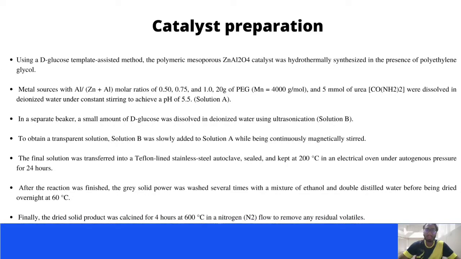The final solution was transferred into a Teflon-lined stainless steel autoclave, sealed and kept at 200 degrees Celsius in an electrical oven under autogenous pressure for 24 hours. After the reaction was finished, the grey solid powder was washed several times with a mixture of ethanol and double distilled water before being dried overnight at 60 degrees Celsius. Finally, the dried solid product was calcined for 4 hours at 600 degrees Celsius in a nitrogen flow to remove any residual water. So basically, this is the preparation for our catalyst.